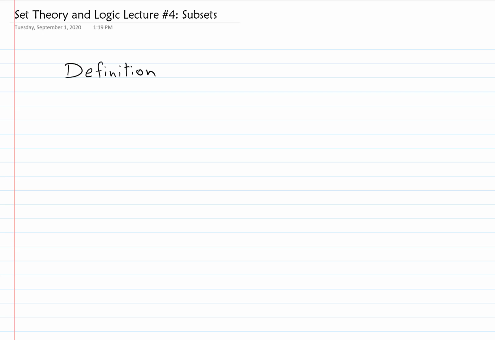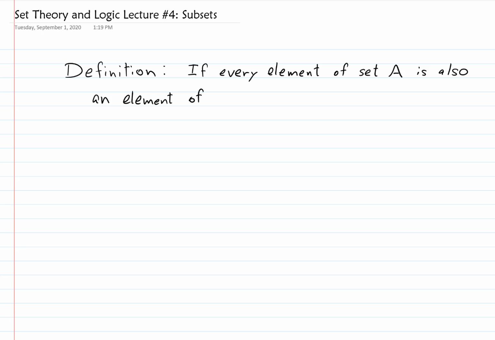Suppose A and B are both sets, okay? If every element of set A is also an element of set B, we say A is a subset of B. Okay, and we write it like this: A, here's the symbol for subset, B.